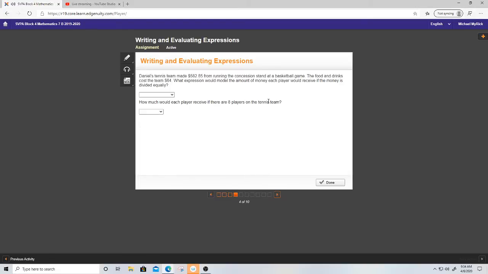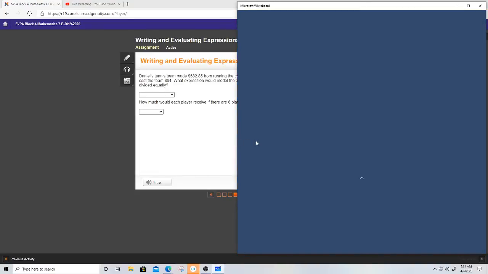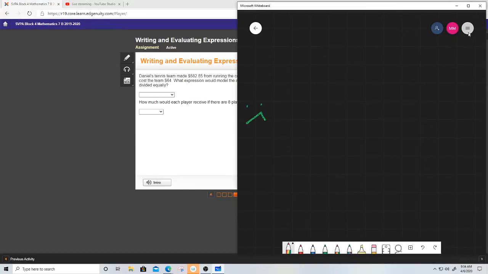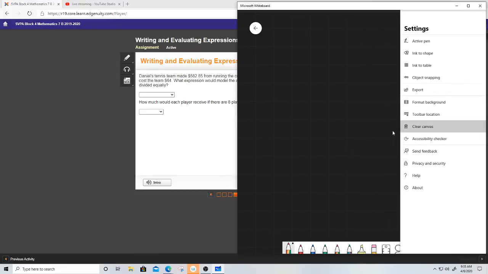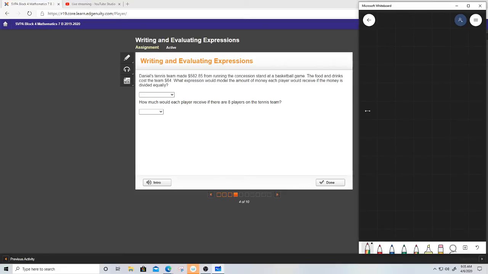Write an expression for this situation and then evaluate it. Alright, Daniel's tennis team made $582.85 from running the concession stand at a basketball game. The food and drinks cost the team $64. What expression would model the amount of money each player would receive if the money is divided equally?